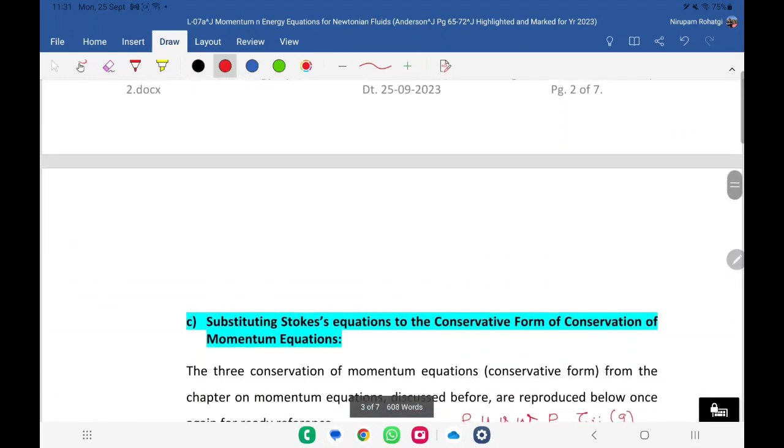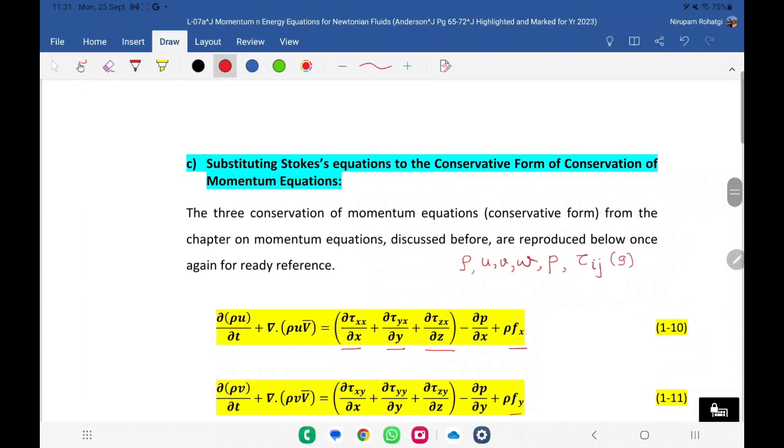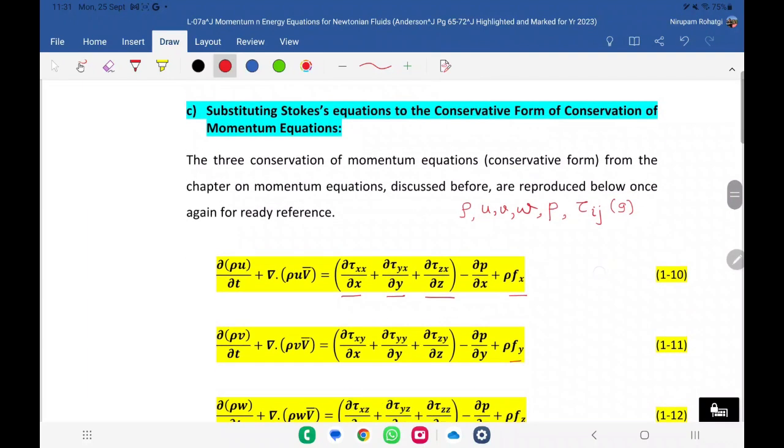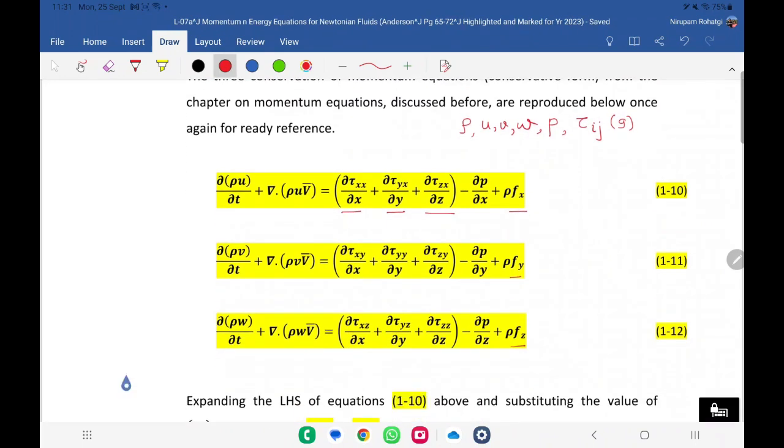Now what we have to do is substitute these Stokes equations into the conservative form of the conservation of momentum equation. So we will first talk about the conservation of momentum equation, and there we will substitute. These are the 3 momentum equations, and we intend to replace these 9 terms.